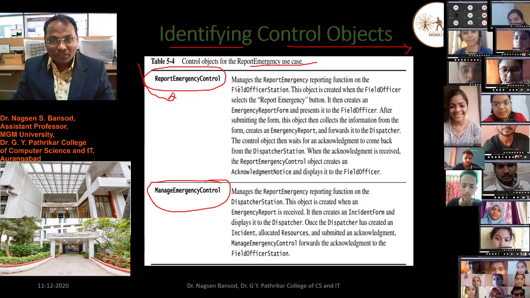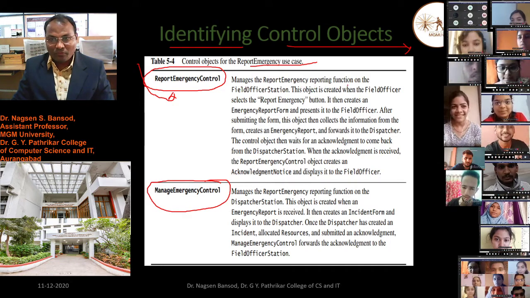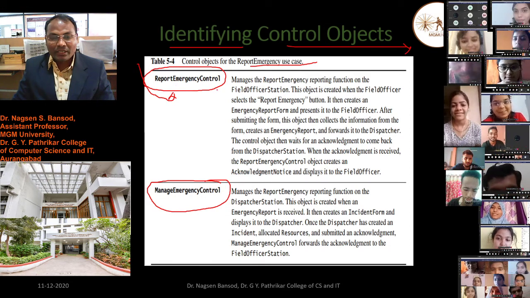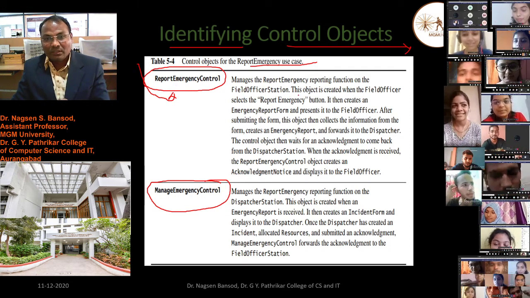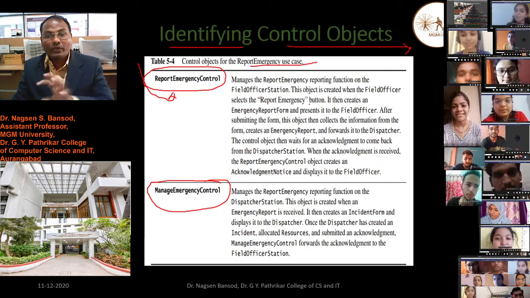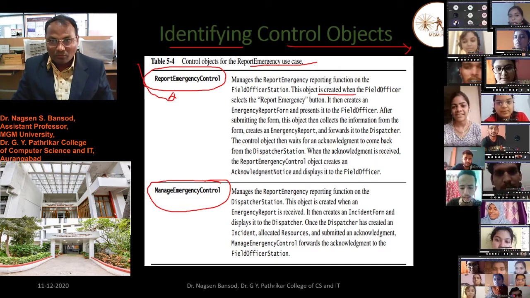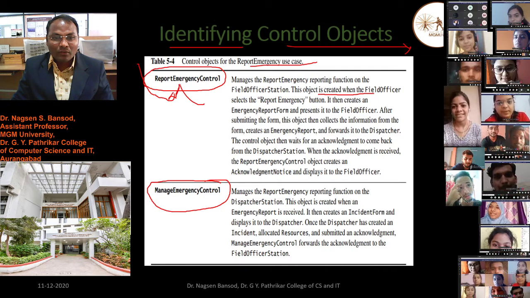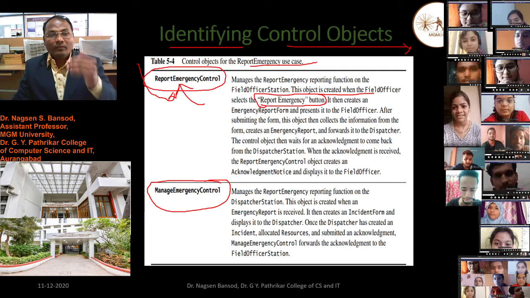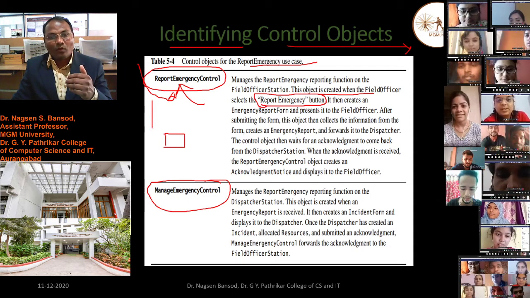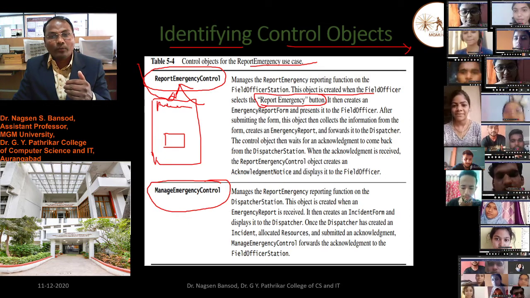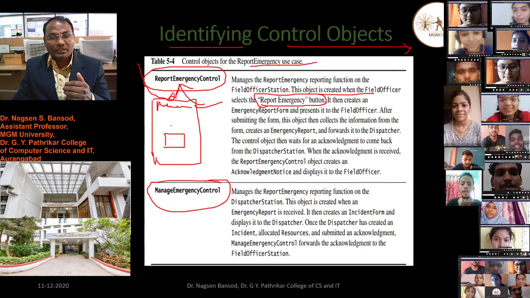Report emergency control manages the report emergency functions on the field officer station. This control manages the field officer station. The object is created when the field officer selects the report emergency button. This button is on the software form, and the name of this form is report emergency. We can say it is the use case.